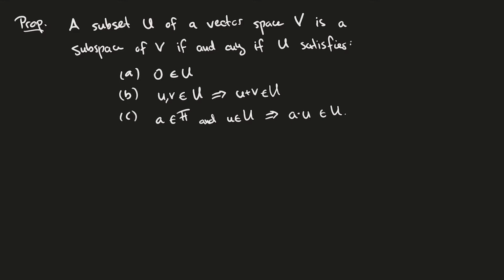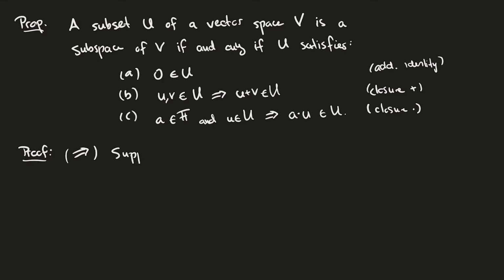So in short, a subset U of a vector space V is a subspace of V if and only if it contains the additive identity, is closed under addition, and is closed under scalar multiplication. We need to prove 2 directions. First, suppose that U is a subspace of V. We need to check that properties A through C hold.